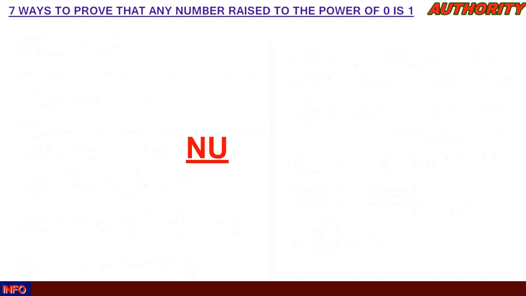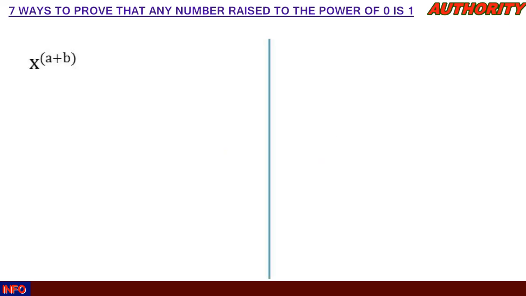Now let's go. Number 3 way to show that any number raised to power 0 is equal to 1. Now let's take a look at this. We have x raised to power a plus b. If you want to expand this, you can simply say that this is x raised to power a times x raised to power b. Is that true? Yes. Okay, now let's ask a question. What if a is equal to 0?